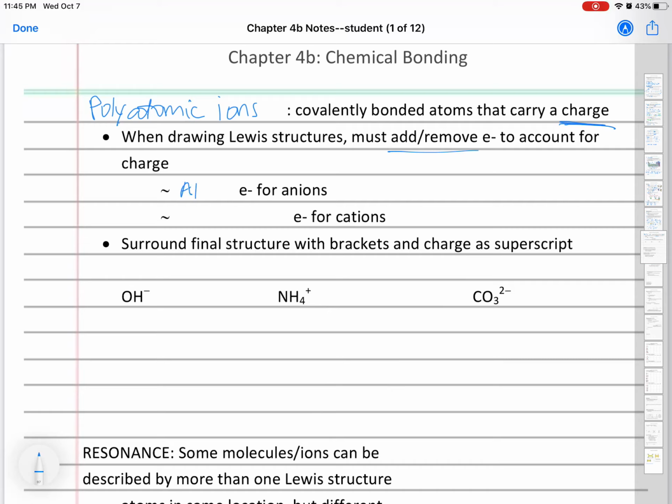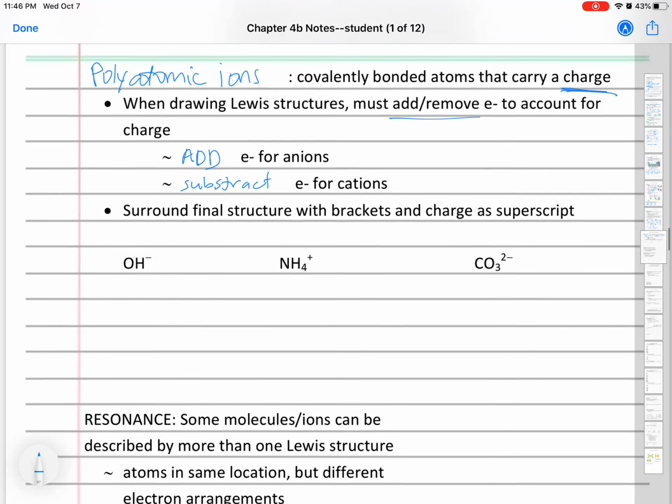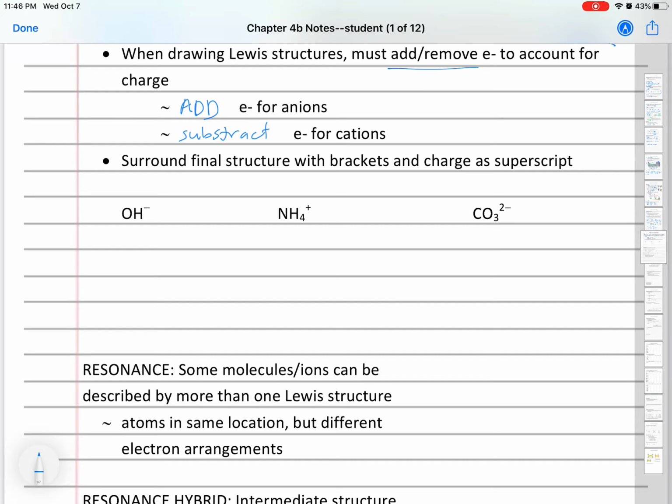So for anions that are negatively charged, we have to add electrons to equal the charge. And for cations, which are positively charged, we have to subtract electrons. So let's show that for hydroxide, OH-. Oxygen has 6 valence electrons, and hydrogen has 1 valence electron, and that negative charge is from an additional electron that has been added. So hydroxide ion has 8 electrons total.